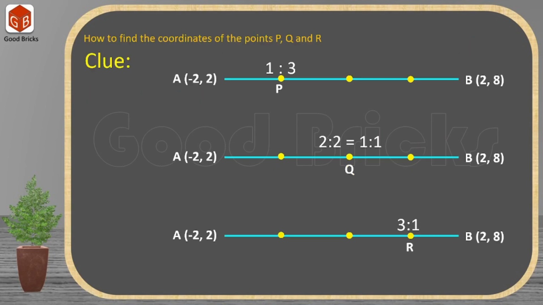Now you might be getting doubt how to find the coordinates of point P, Q and R. For that, we have to know the ratio of these points. See here, this point P is dividing AB line into 1:3 ratio, and point Q is dividing in 1:1 ratio. Point R is dividing in 3:1 ratio to this AB line. So using these ratios, we can find the coordinates of point P, Q and R.